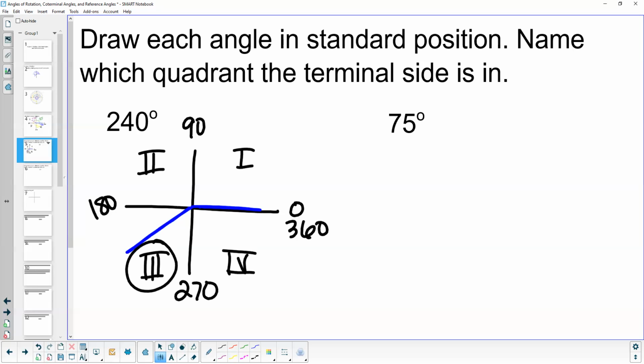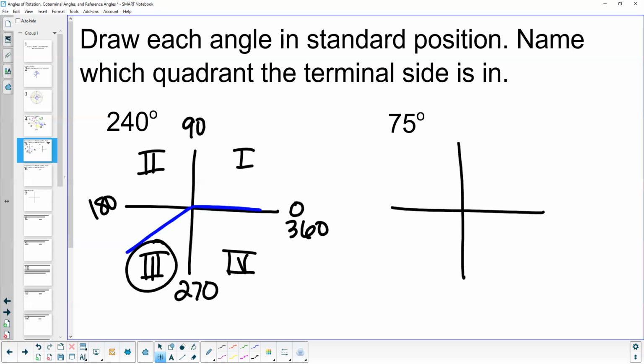And notice how these quadrants are labeled 1, 2, 3, 4, because our angles of rotation hit those quadrants in that order. It first goes through quadrant 1, then it goes through quadrant 2, then it goes through quadrant 3, then it goes through quadrant 4. So let's take a look at 75 here.